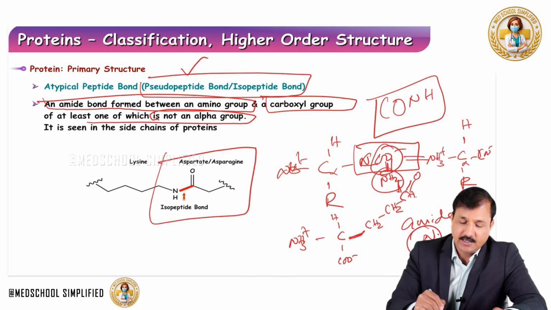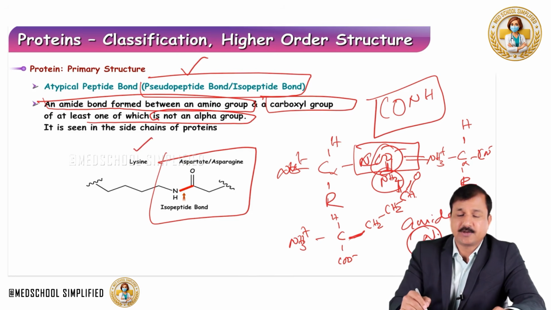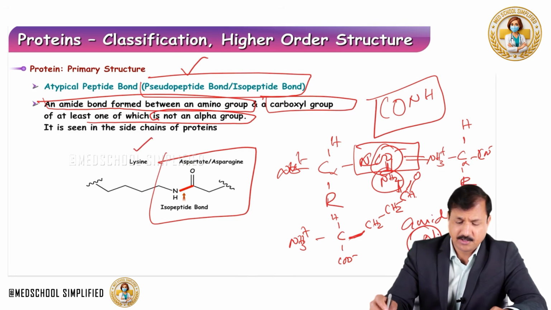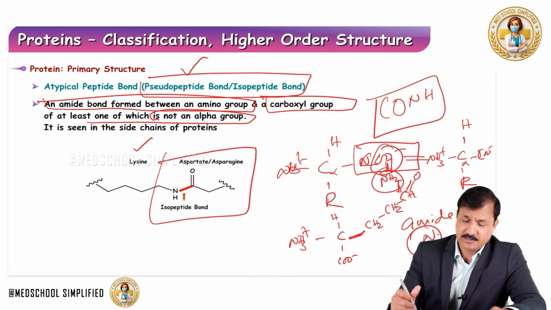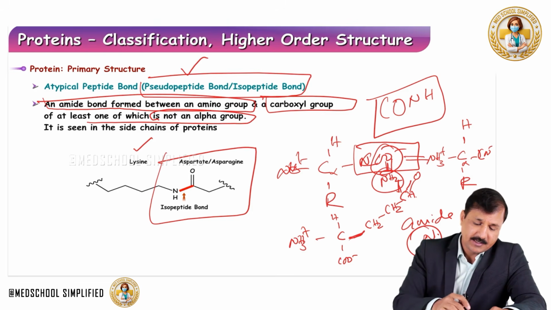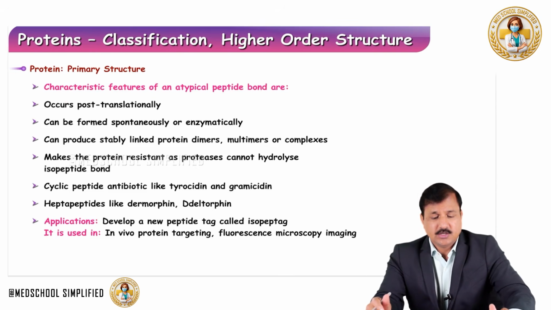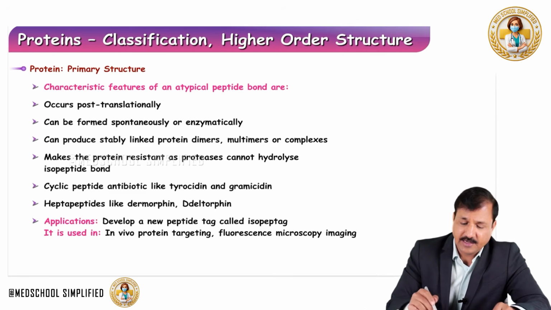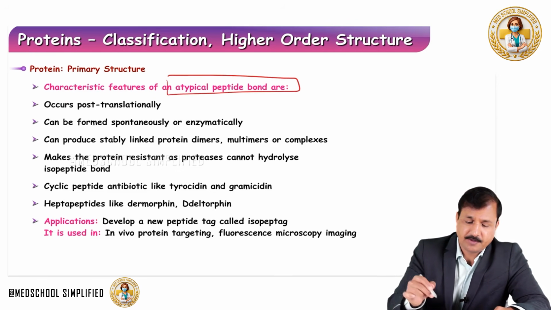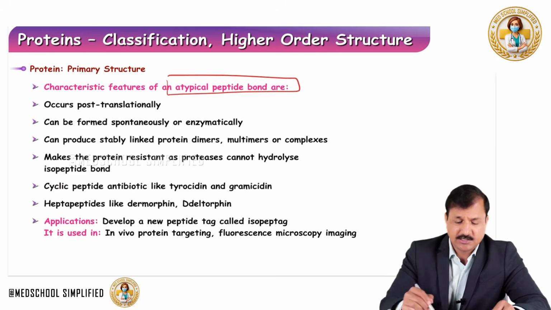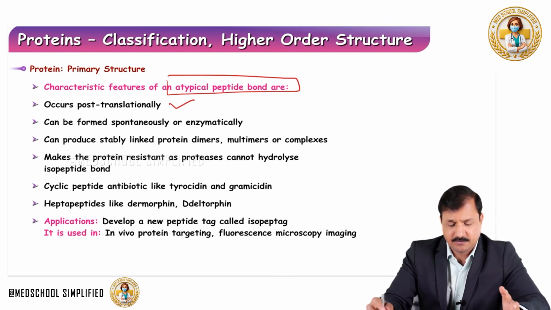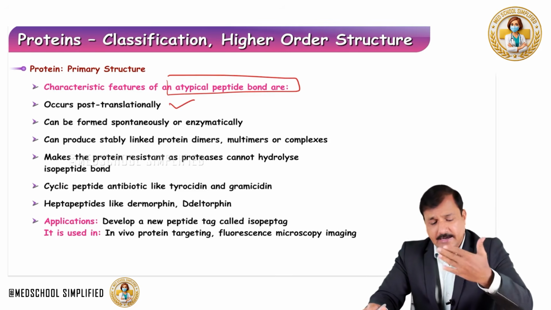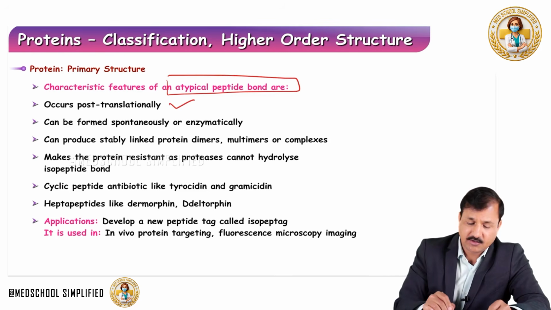That's what is shown here. It is between lysine and aspartate or asparagine, where an isopeptide bond is possible. Okay, so remember that point. Coming to some of the characteristics of atypical peptide bond or isopeptide bond: isopeptide bonds generally happen post-translationally, meaning once the protein synthesis is done, later this kind of interaction can go on. They can be formed spontaneously or enzymatically.